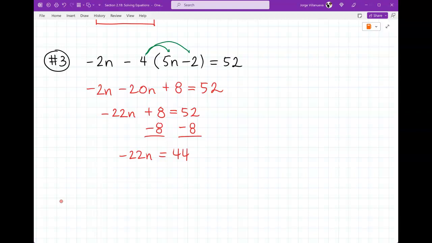Okay, now you divide by the number next to the variable here. So this is going to divide by negative 22. Remember, whenever you divide a positive number by a negative number, you get a negative answer. So it's going to be negative 2. And there's your solution.